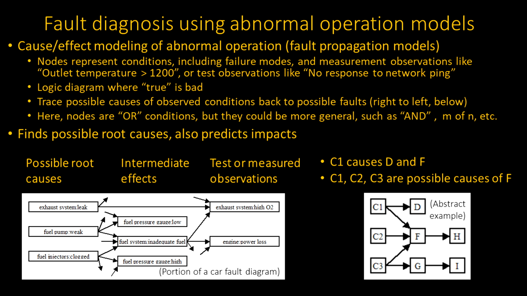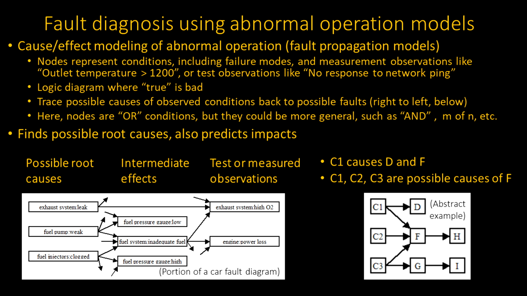So, for instance, if you have an exhaust system leak in your car, you probably will have high oxygen in your exhaust system, as measured at your tailpipe. And there will be lots of other things that the exhaust system leak might also cause, but they're just not shown in this particular diagram. Similarly, if you have the fuel pump weak as a named fault, well, that'll cause a couple of things. Your fuel pressure gauge will start reading low, and your fuel system will get inadequate fuel. And if that happens, then in turn, moving to the right in the diagram, you'll lose some engine power.